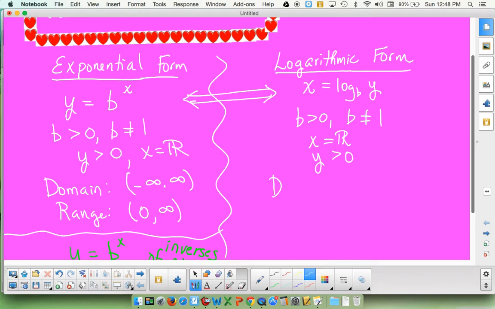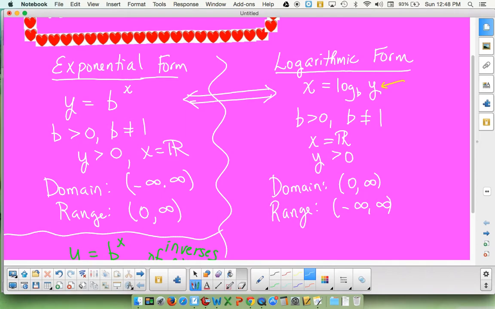Because now we reverse the variables. So now, in this case, our domain is our y here. Y is in the position of normally where x is. So now it's switched. So now our domain is going to be from 0 to infinity. And our range is going to be negative infinity to positive infinity.